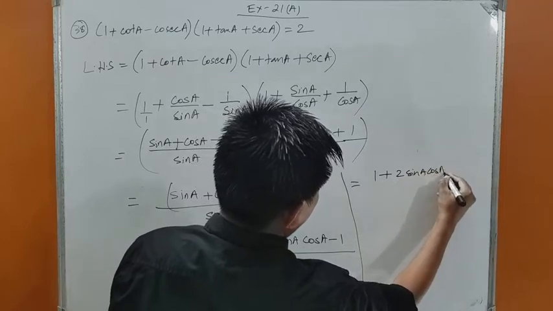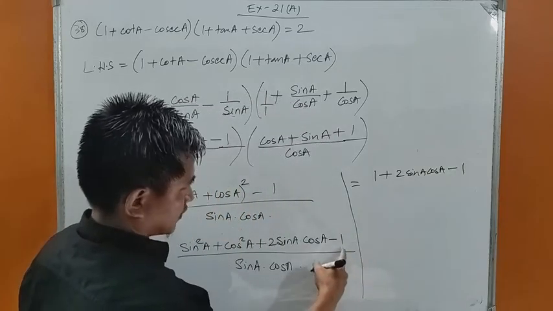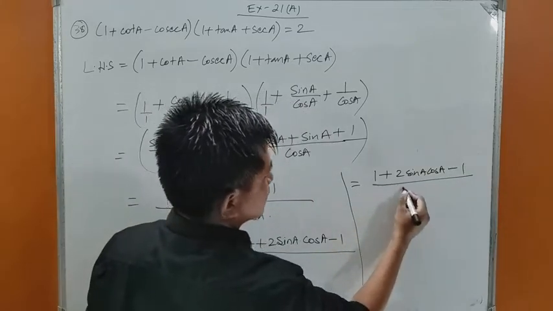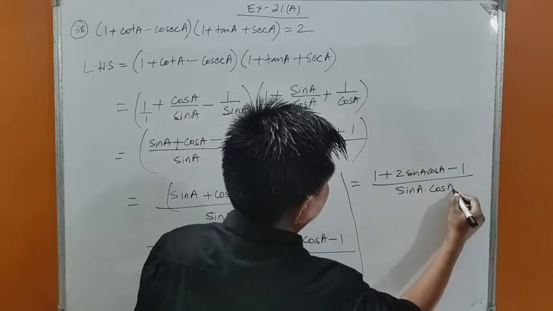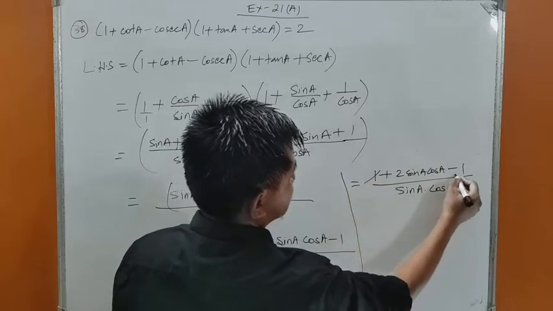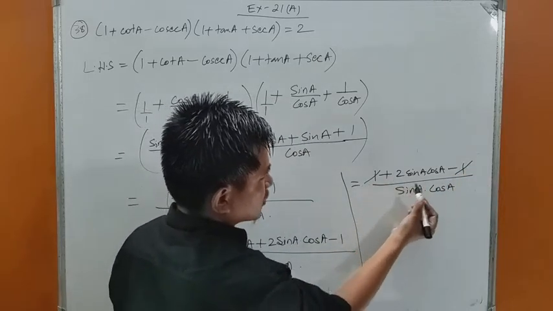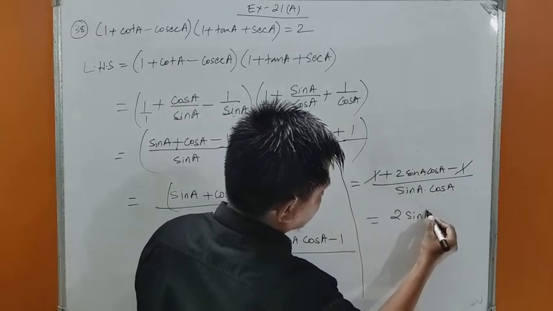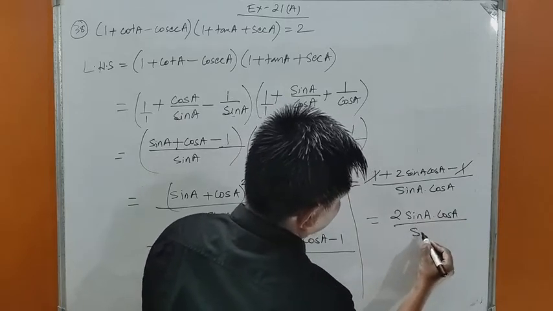minus 1, this minus 1, whole upon, in the denominator we have sin A cos A, isn't it? So this plus 1 and minus 1 can be cancelled. So now what remains is 2 sin A cos A upon sin A cos A.